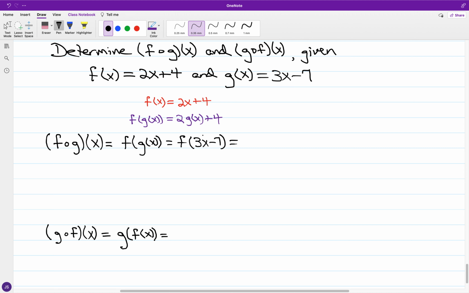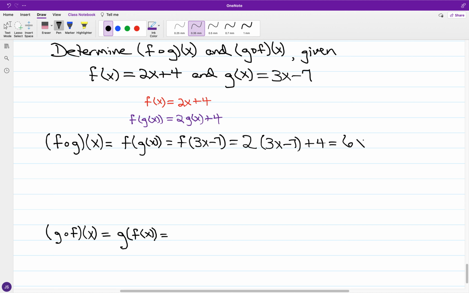And just continuing along the pathway of 2 times the input plus 4, having specified the input, we're now going to have 2 times the input. We have x, g of x, and now we have specified for g of x, we have 2 times all of 3x minus 7, followed by the addition of 4, and distributing.